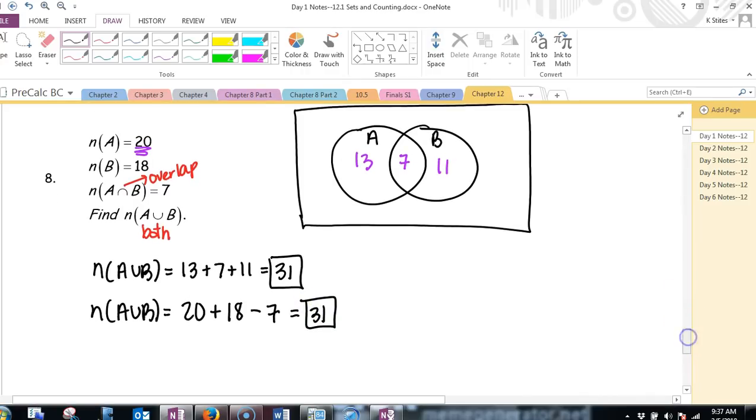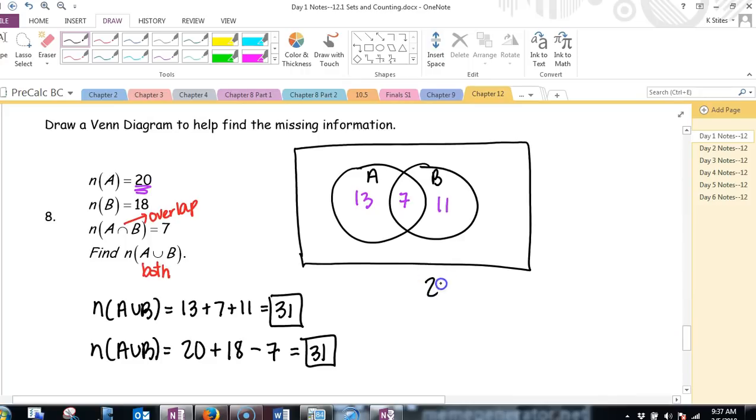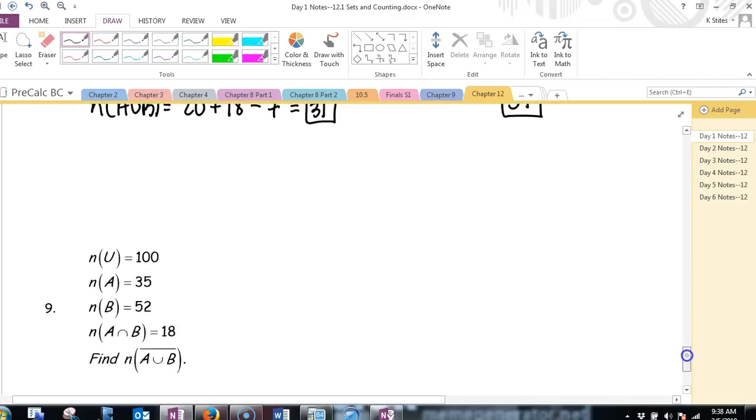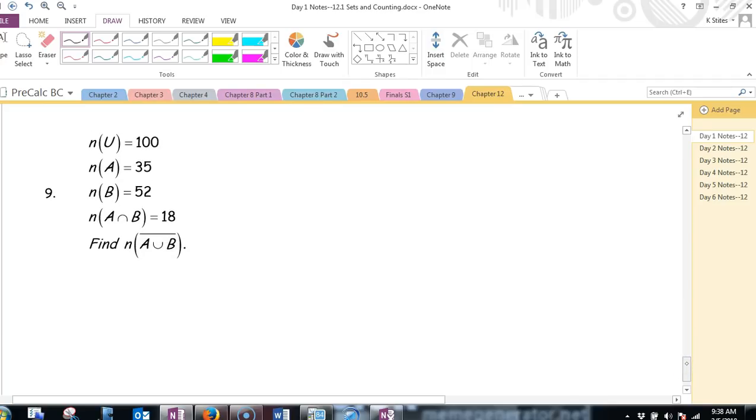And the reason that works is basically if we just added 20 plus 18, that gives you 38. What you're doing is you're really counting this 7 twice, right? You'd be doing 20 plus 18, but that 7 is really only there once. It's the same 7 people or same 7 whatever it is. So you can't add it twice. That's why you have to end up subtracting it off so that you aren't double counting it. Okay, that's what's really happening there. I prefer to go from the picture.